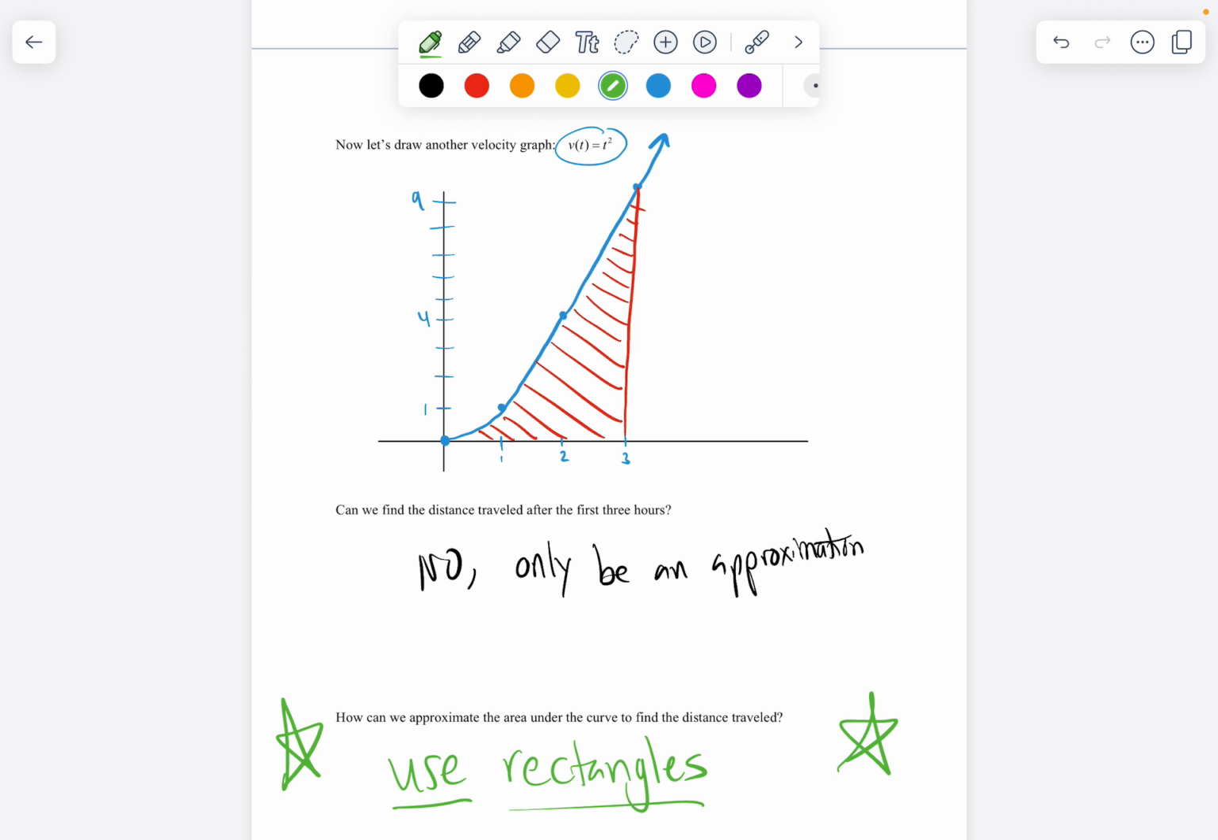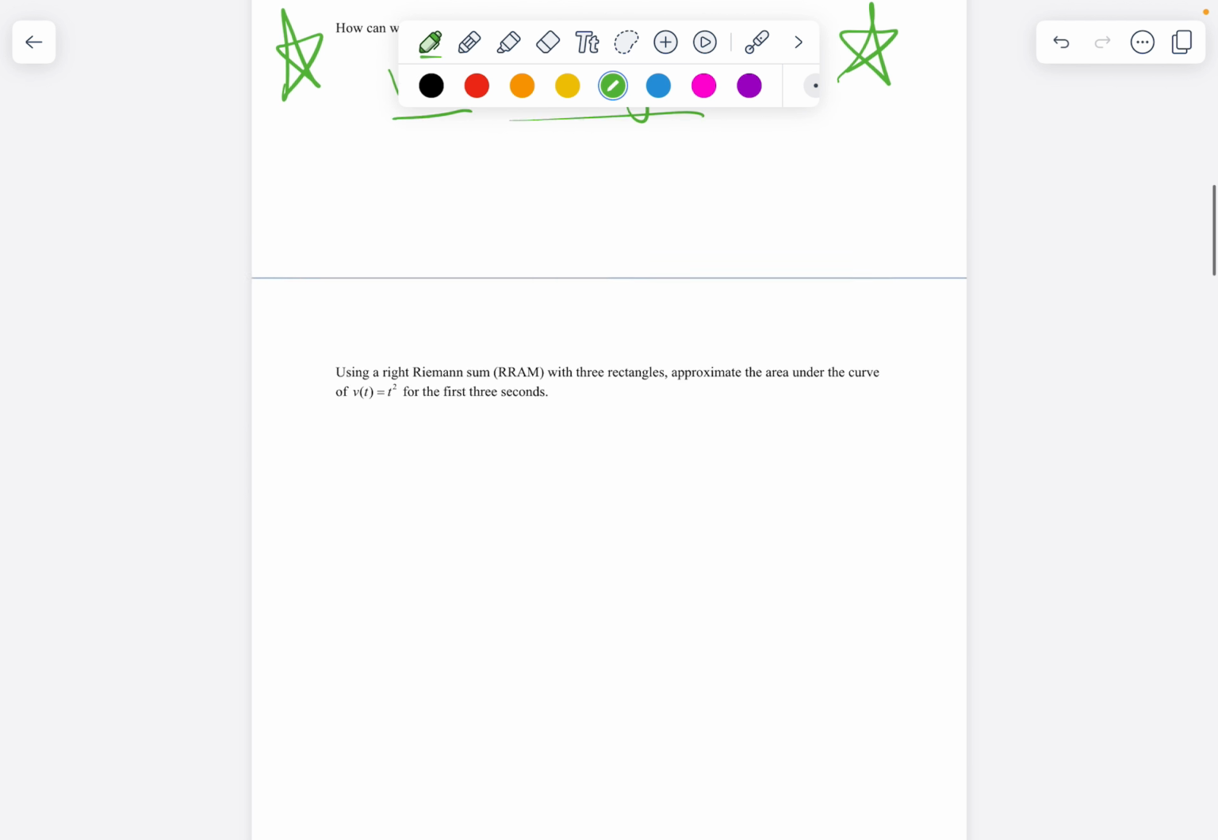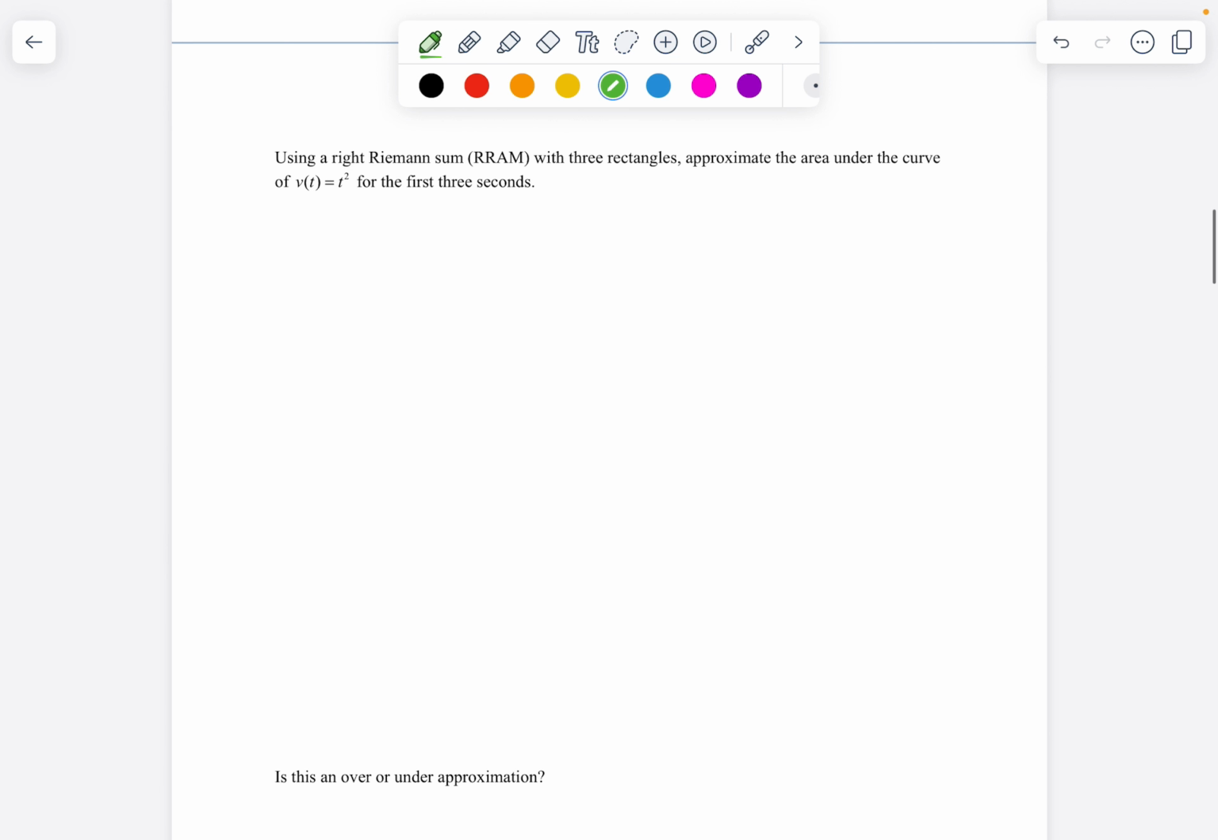And I'll get to this on the next page. We're going to use rectangles, okay? Here's what I mean by that. Over here it says, using a right Riemann sum called RRAM with 3 rectangles, approximate the area under the curve of v of t equals t squared for the first 3 seconds.